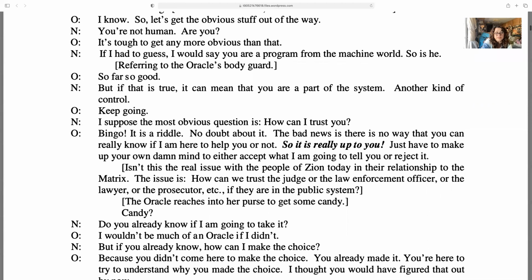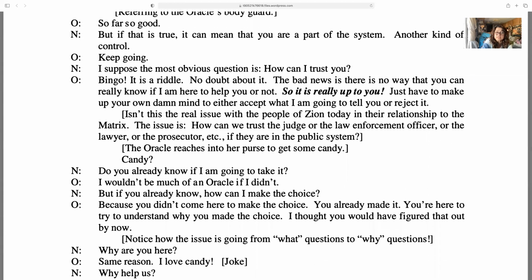Here's him in parentheses. Isn't this the real issue with the people of Zion today in their relationship to the Matrix? The issue is, how can we trust the judge or the law enforcement officer or the lawyer or the prosecutor, etc., if they are in the public system? The Oracle reaches into her purse to get some candy.